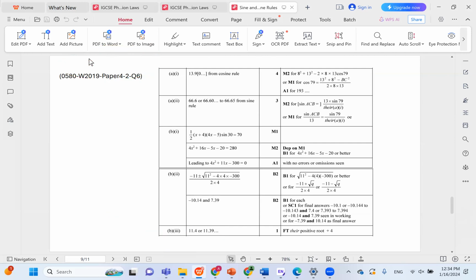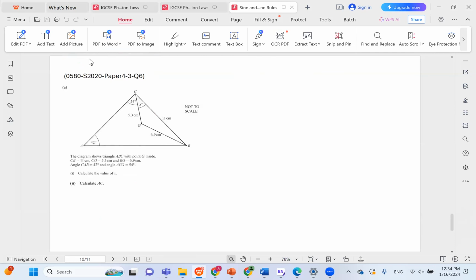Moving on. The diagram shows triangle ABC with point G inside. CB equals 11, CG equals 5.3, BG equals 6.9. All of this is evident from the drawing, and angle CAB is 42 and angle ACG is 54. Now we are required to calculate the value of X, and we are required to calculate side AC.